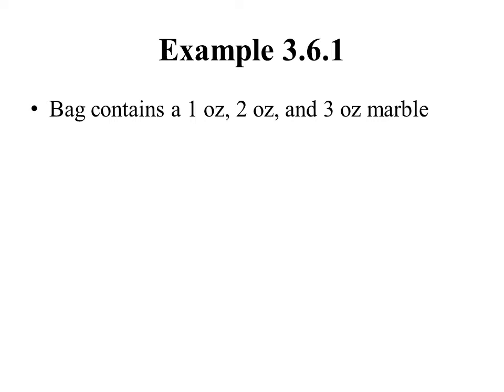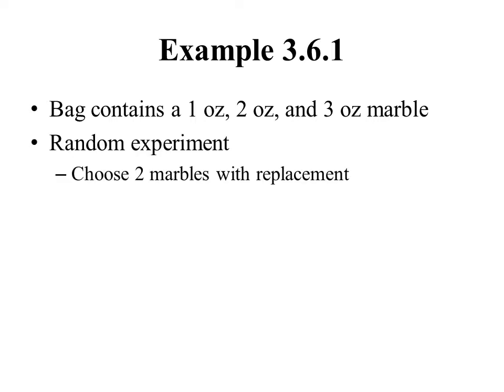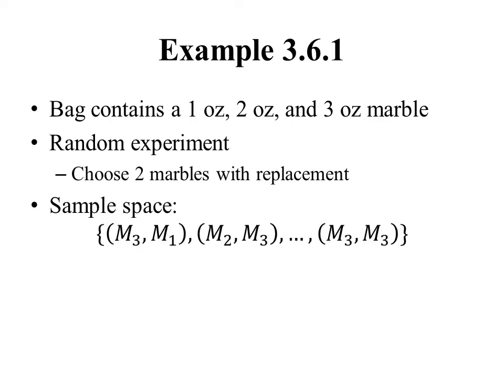Suppose we have a bag that contains a 1-ounce marble, a 2-ounce marble, and a 3-ounce marble. And in our random experiment, we're going to choose 2 marbles with replacement. So our sample space consists of outcomes that look like this. Maybe we get the 3-ounce marble followed by the 1-ounce marble. Or we get the 2-ounce marble followed by the 3-ounce marble. Or maybe we get the 3-ounce marble and then the 3-ounce marble again. So there's a total of 9 outcomes in my sample space.